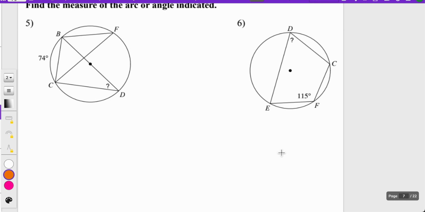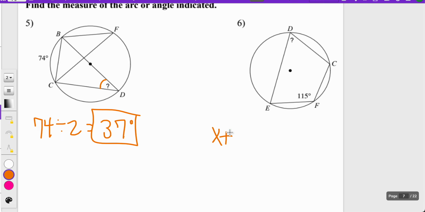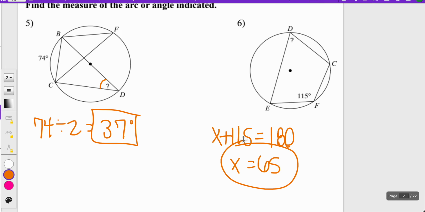Number 5, this is when we have those intercepting angles. So we know from 10.4 that our intercepting angle is exactly half of that arc. So I just take 74 divided by 2, and I'm going to get 37 degrees. Here, this is an inscribed quadrilateral, so X plus 115 is equal to 180. Those are opposite angles, they're supplementary. That means X is 65 degrees.